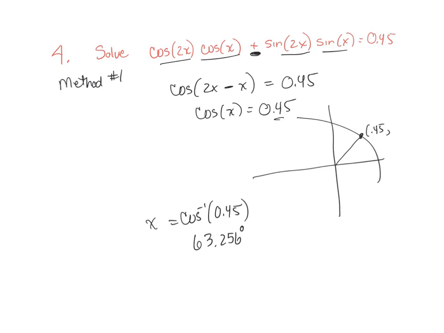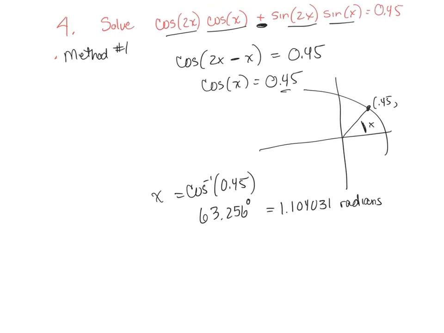63.256 degrees. Okay, so this is the angle. It's 63.256 degrees. We don't want the answer in degrees, we want it in radians, so flip your calculator over to radian mode, and you will find that this is going to be 1.104031 radians. But remember, the inverse function only gives you the angle in the restricted domain.